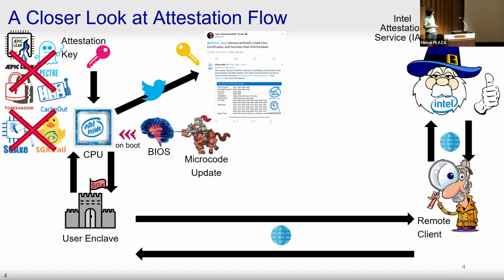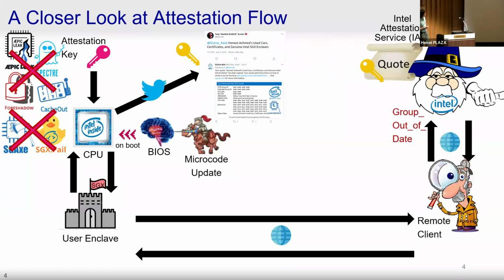Okay? And now if you show up to the IAS with an out-of-date key, then you get an angrygram in the form of GROUP_OUT_OF_DATE, which basically means, well, this microcode version is out of date, probably compromised, these keys are probably not trustworthy, we don't recommend you actually use them to put anything interesting here.